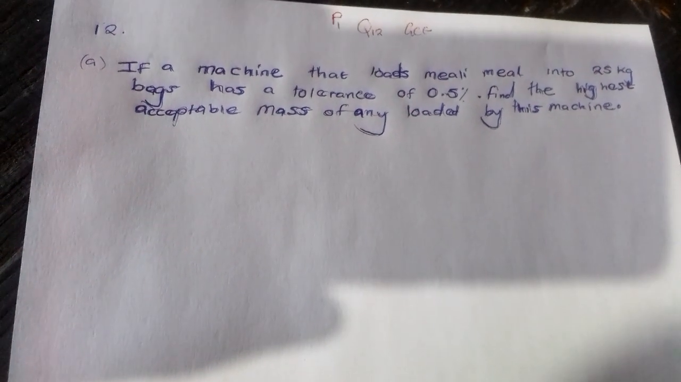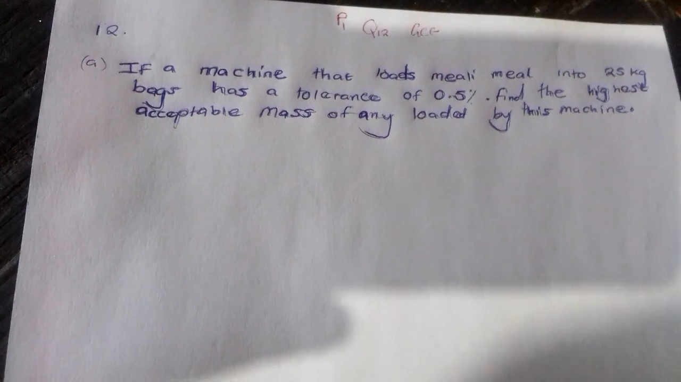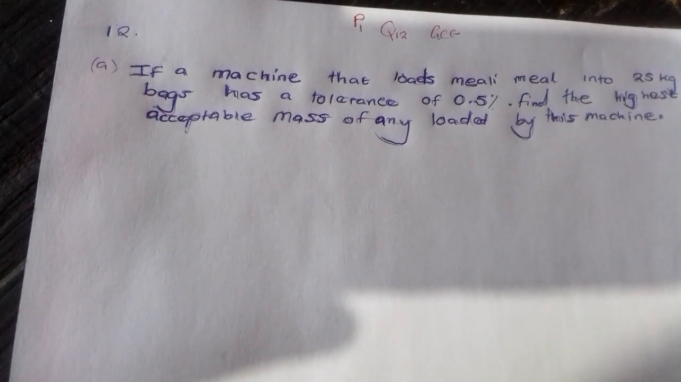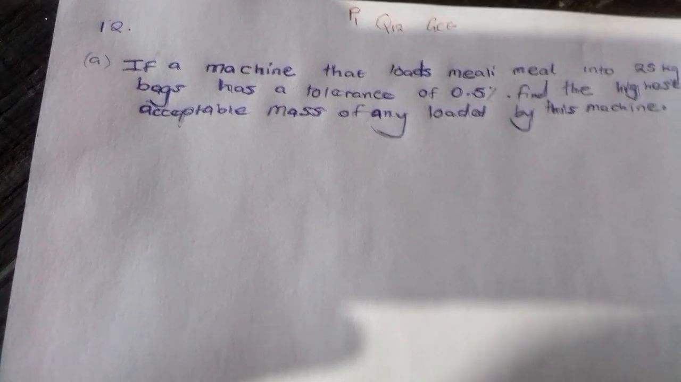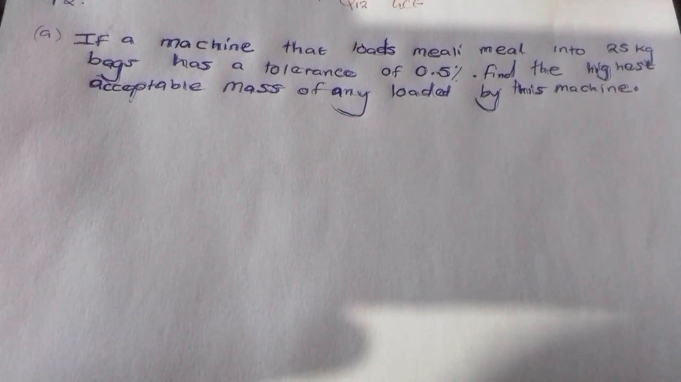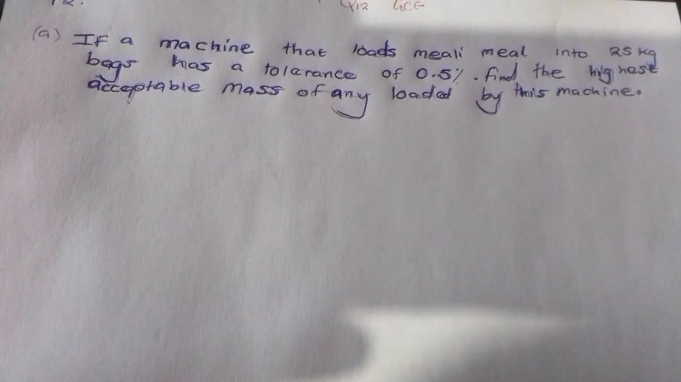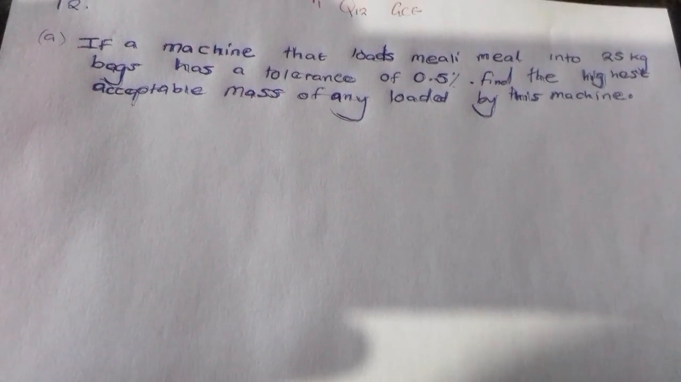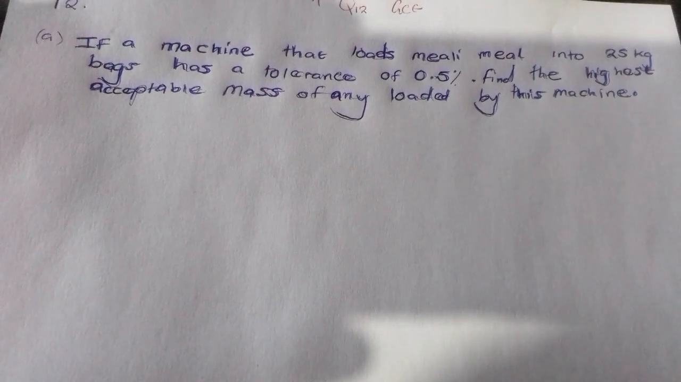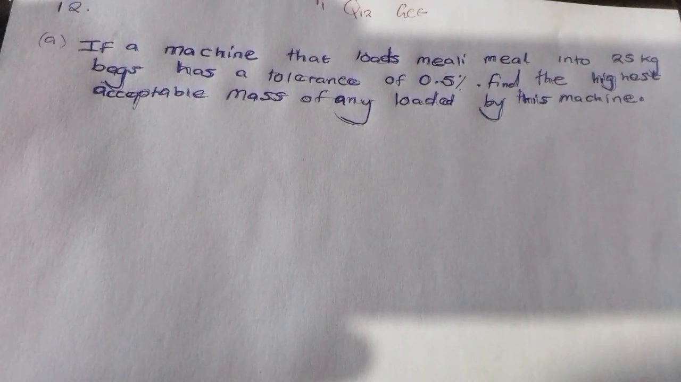Alright, let's focus on this question 12, which came in the 2025 GCE exam, paper 1. The question read as: if a machine that rolled a milli meal into 25 bags has a tolerance of 0.5, find the highest acceptable value of any machine loaded by this.